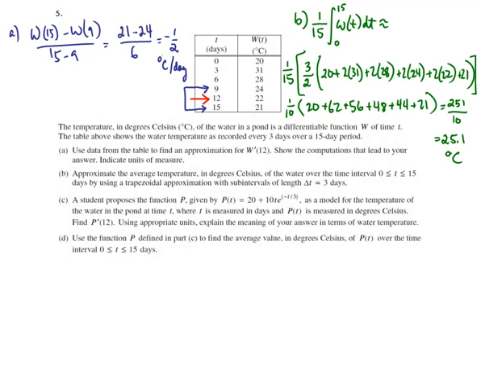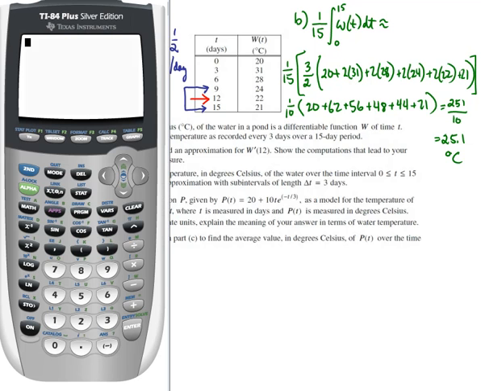In part C, a student proposes the function P, given by P of t is equal to 20 plus 10 t e to the quantity negative t over 3 as a model for the temperature of the water in the pond at time t, where t is measured in days and P of t is measured in degrees Celsius. So we're looking to find P prime of 12 and using appropriate units to explain the meaning of your answer in terms of water temperature.